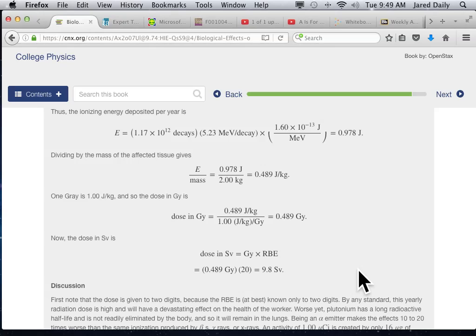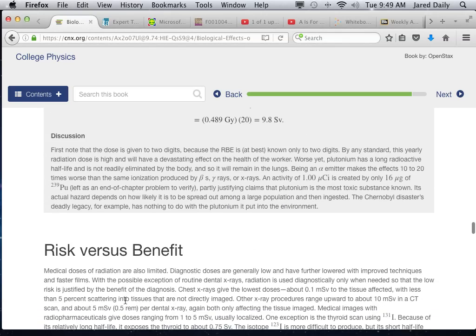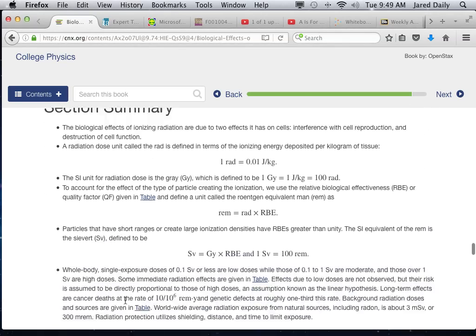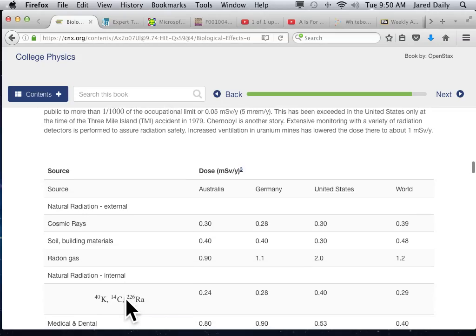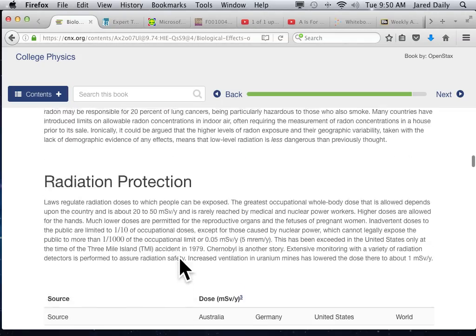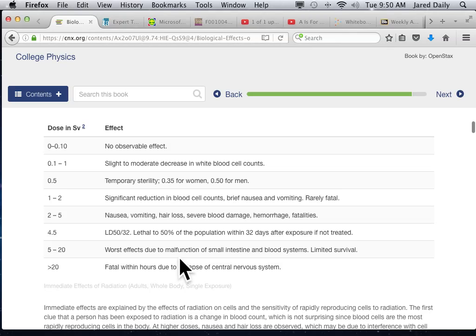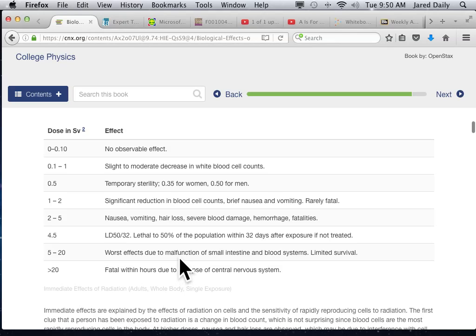And then in sieverts, we take that number of grays times the relative biological equivalent, right? Which is higher for alpha particles. It was 20 for alpha particles and protons, and we get 9.8 sieverts for that dose. And what kind of damage did that give us here? So that's 9.8 per year, right? So 9.8 sieverts over the course of that year.